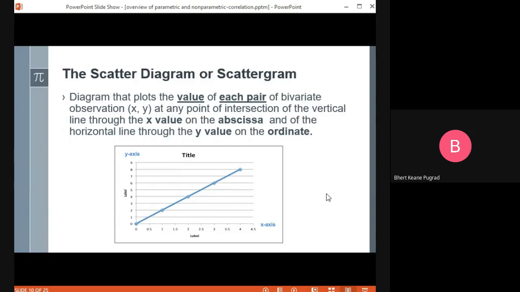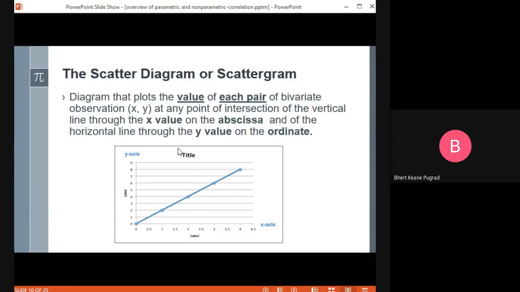So this diagram plots the values of each pair of bivariate observations. So when we say bivariate, dalawang variable, we have the values for the variable x and the variable y. Okay, at any point of intersection on the vertical line through the x value on the abscissa, and the horizontal line through the y value on the ordinate.